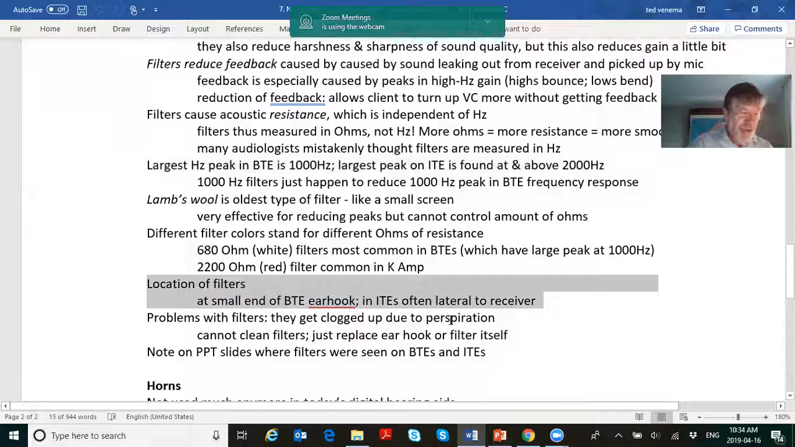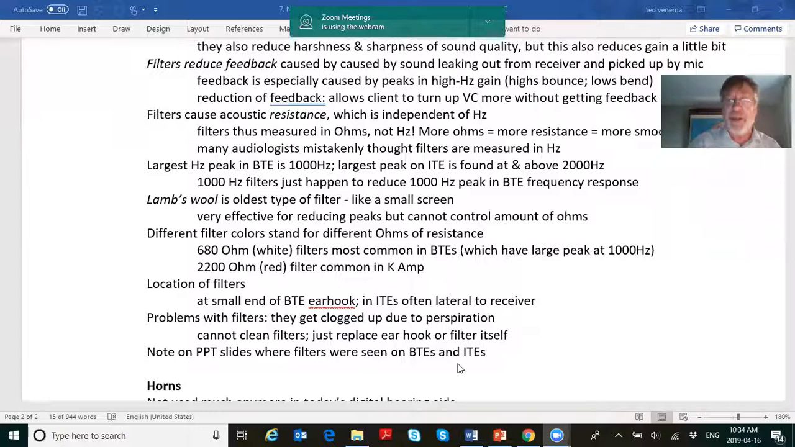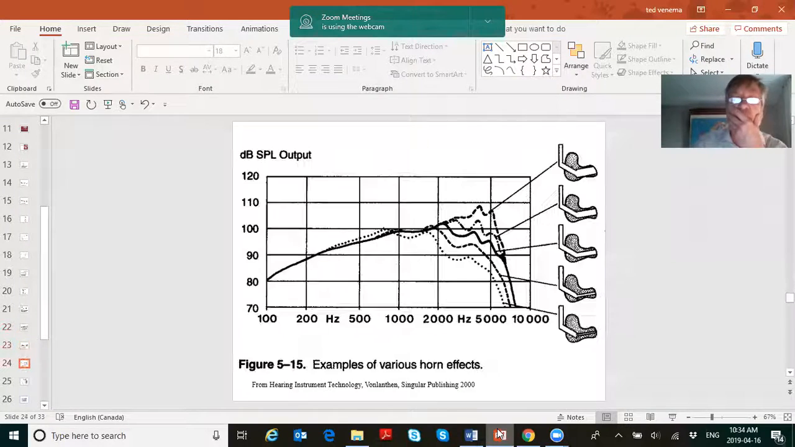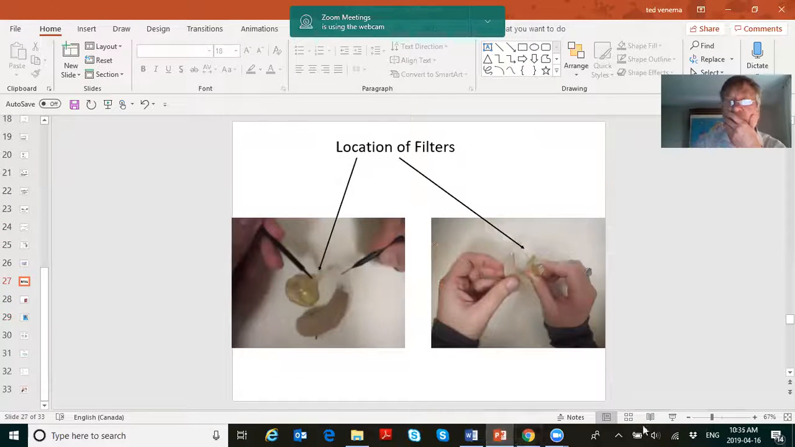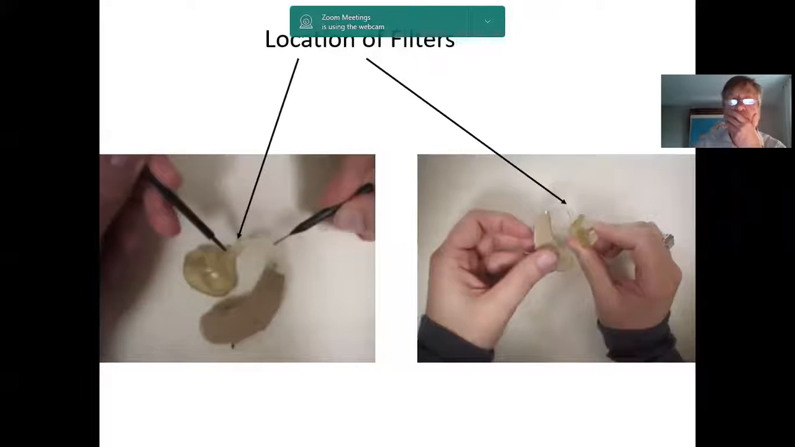And you can kind of see it. If I show you here, in an in-the-ear hearing aid, or maybe if I'm going to share screen, I might have a picture of it. This is where we're really going back and forth here, aren't we? That's okay. See if I got pictures of any of these things. Oh yeah, here's a picture of the location of filters. Look at that. Okay, often at the end of the ear hook, and again over there.